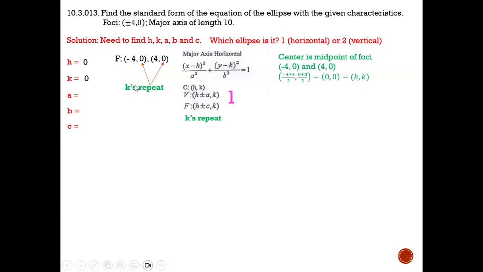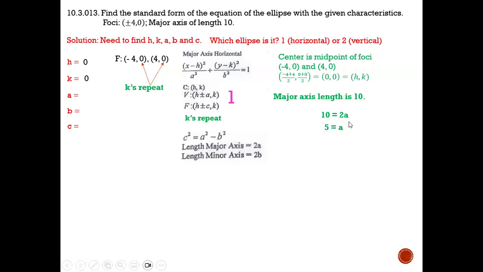So now I know the H, I had the K from before. Major axis is length 10. So remember the information, we have our major axis, right? It's going to be equal to 2A. So I can use that. So 10 is equal to 2A. Help me to find A, divide by 2. So I get that A equals 5 because 10 divided by 2 is 5. I have my A value.